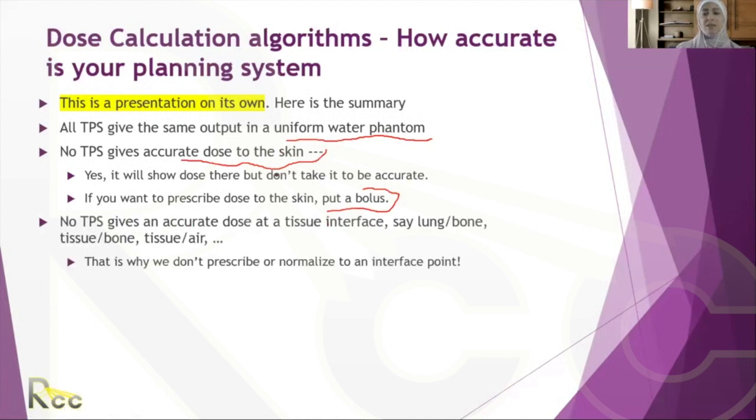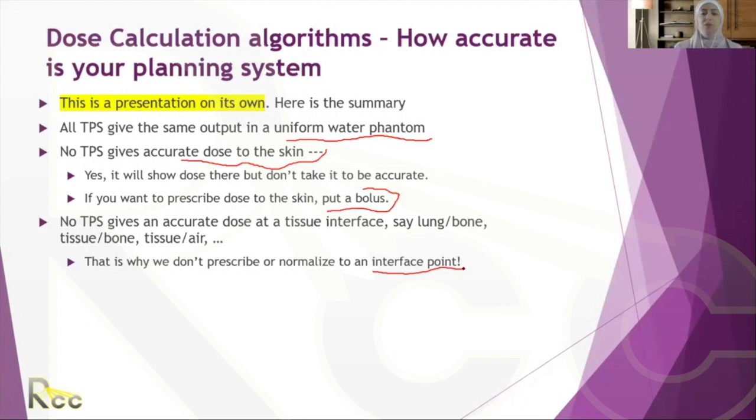What is true for skin is also true at the interface region. So in the lung-bone, lung-air, lung-tissue, tissue-bone, tissue-air. For the physicists in the group, whether I'm talking about the skin area or the interface area, this is where charged particle equilibrium does not exist. If I do not have that, the planning system will not give me accurate dose, because there is an assumption that CPE exists. Except, as we said, for Monte Carlo. And that's why, if you remember on Thursday, we said we should not prescribe or normalize to a point that is sitting at an interface.